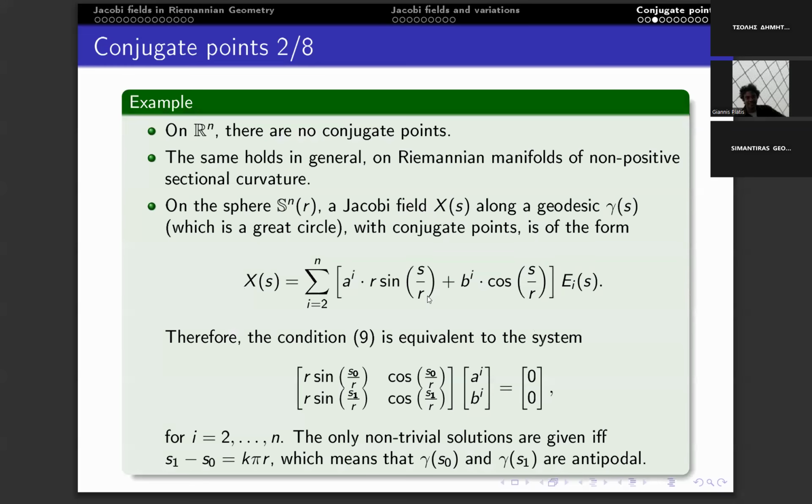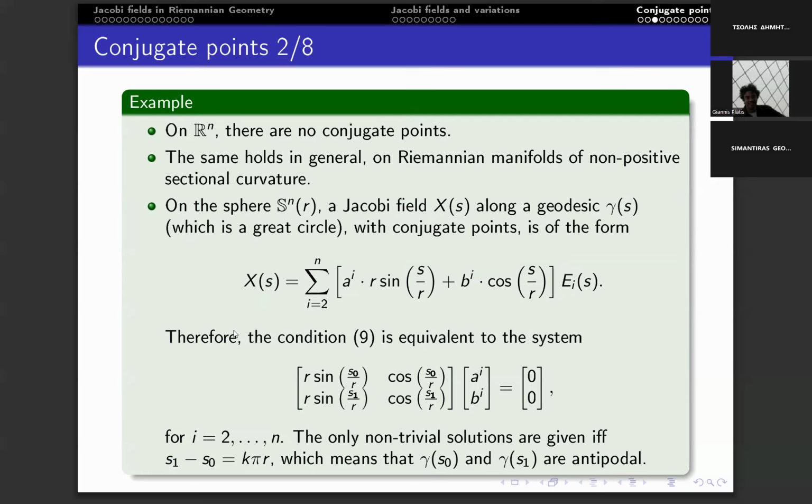We have examples. On R^n there are no conjugate points. The same holds in general on Riemannian manifolds of non-positive sectional curvature. On the n-dimensional sphere of radius 1, consider a Jacobi field along a geodesic where s is the arc length. We remind that geodesics on the sphere are great circles. A Jacobi field with conjugate points is of this form here.